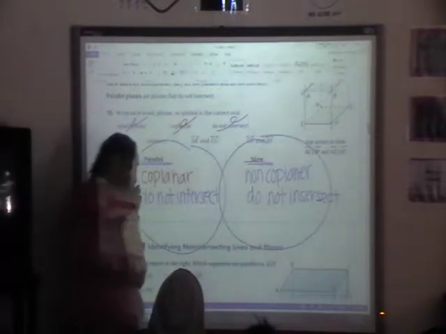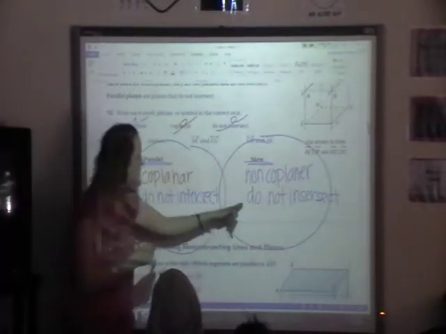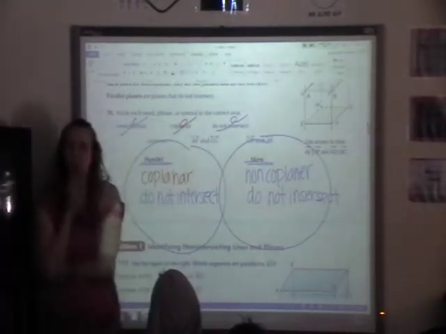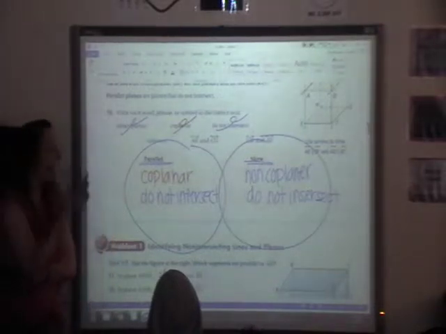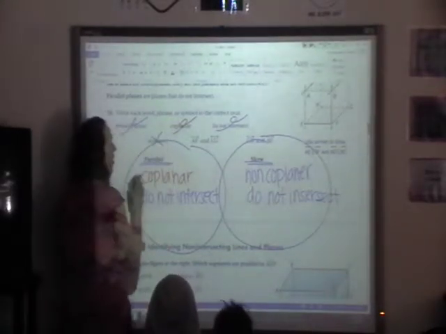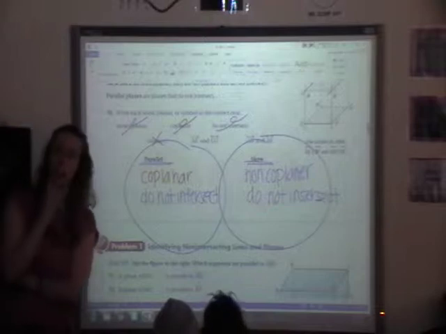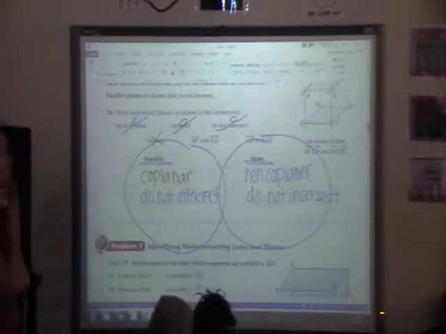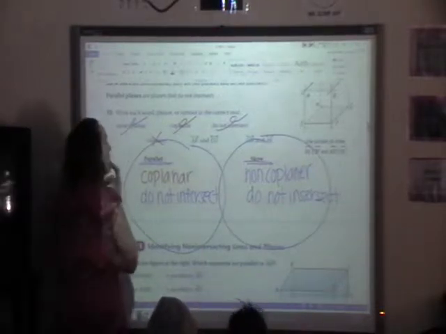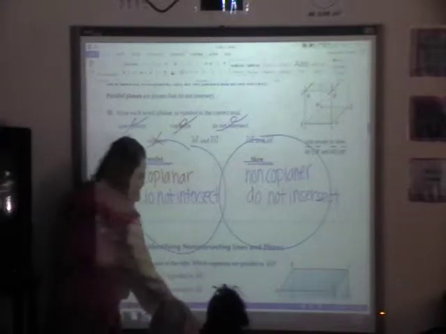Intersect. Skew. Well, you just told me skew does not intersect. None. Cross it out. Who cares about intersection? Because neither parallel nor skew intersect. Now it's giving us examples.